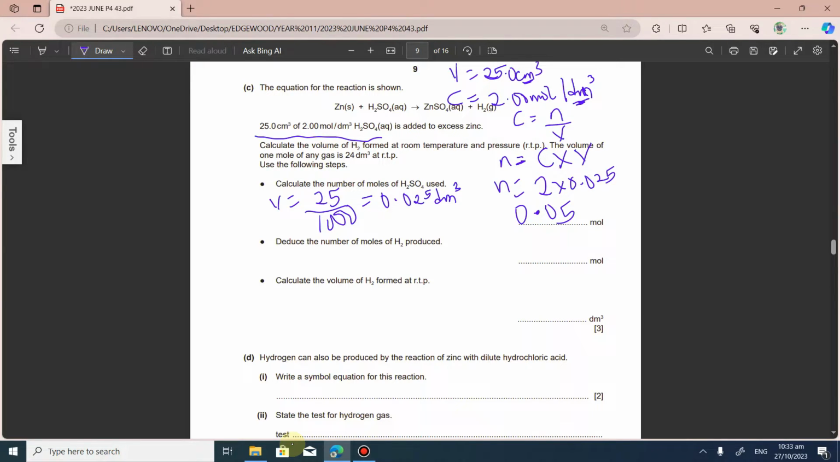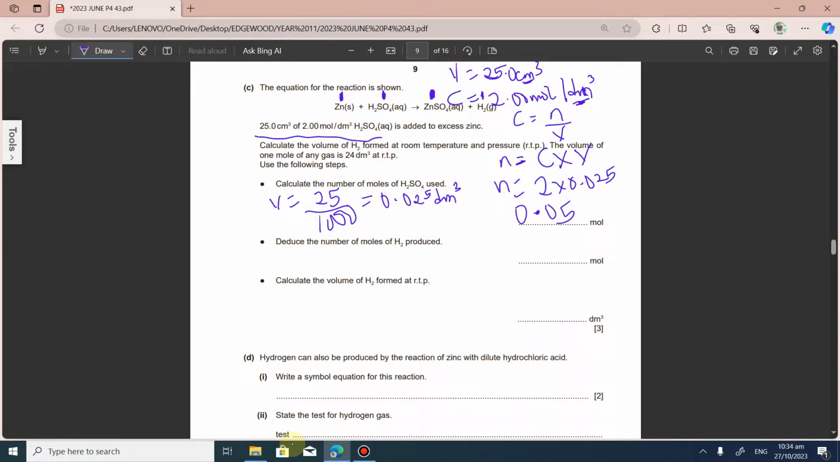Now, the next question says, deduce the number of moles of hydrogen produced. For us to deduce the number of moles of hydrogen produced, we have to go back to the equation of the reaction and look at the stoichiometry. In this case, we see that the equation is balanced. So it means that 1 mole of zinc, the solid, is reacting with 1 mole of the acid to produce 1 mole of zinc sulfate and 1 mole of hydrogen gas. If you look at the coefficients, we see that they all have 1, 1, 1, 1 in front of them. So that means the mole ratio is uniform.